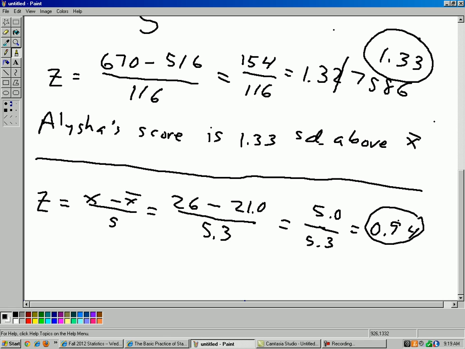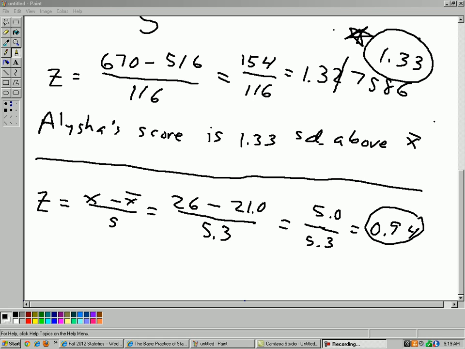So you can see here, now Alicia's score was 1.33 standard deviations above the mean, whereas John's z-score was 0.94 standard deviations above the mean. So now it's clear that Alicia's z-score is better, so Alicia did better in relation to her peers than did John in relation to his peers. And that is it for z-scores for now.